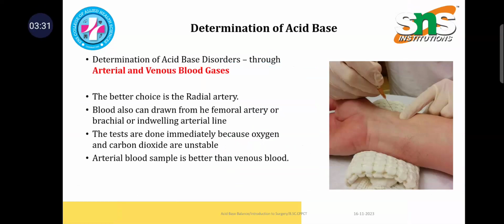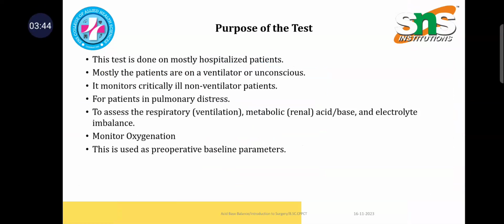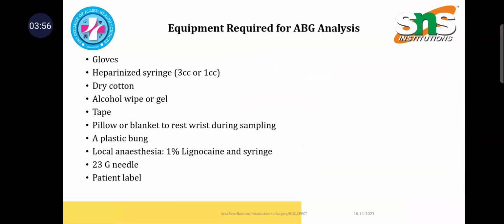Now how do we determine the acid-base balance, how do we test it? It is through a blood test that you can take via the radial artery, the femoral artery, or via an arterial line. The purpose of the test is to identify critically ill patients with respiratory distress, metabolic distress, or electrolyte imbalance.